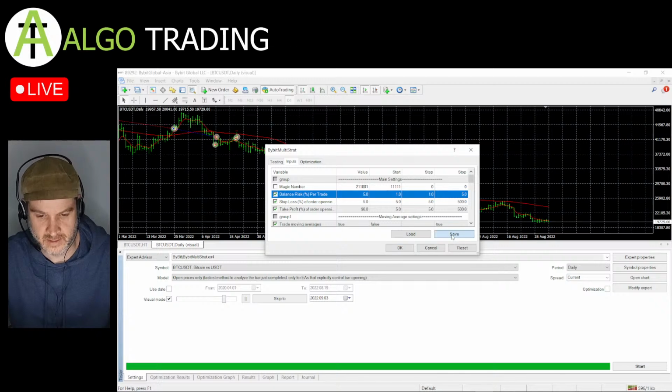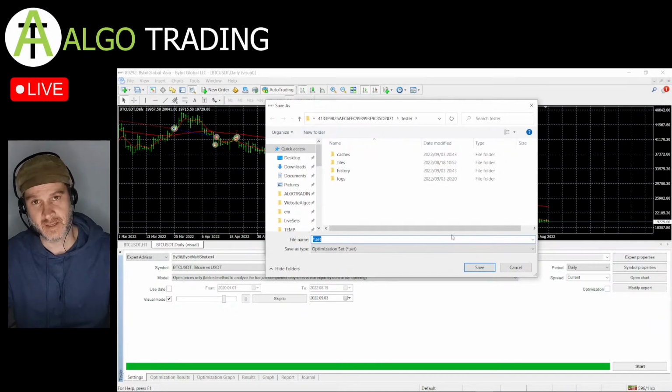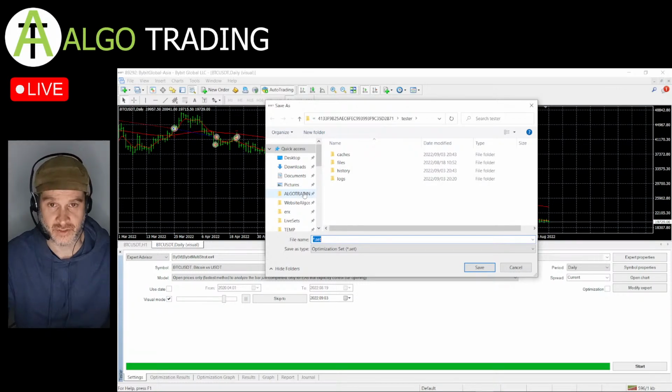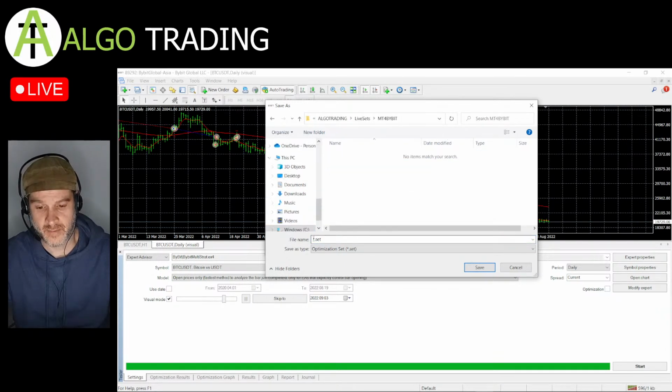Okay, so now let's save that, because you have to have a unique magic number for every EA. Right now, I'm going to be using the same EA to trade multiple cryptocurrencies. So that's why each one needs to have its own magic number so that it uniquely identifies that EA. So you don't have EA1 making closes on EA2. If they all have the same magic number, that's what will happen. Okay, so that's MT4 BYBIT, and now we're going to name it.